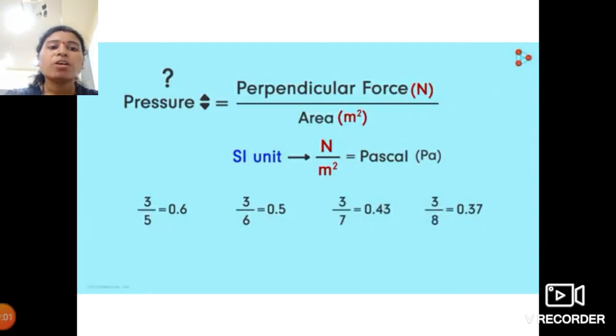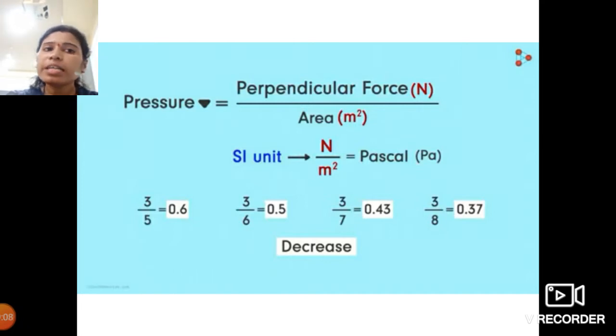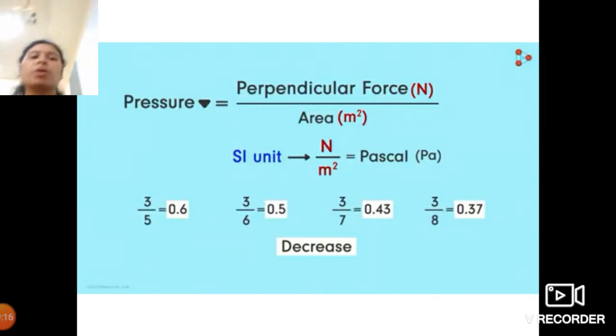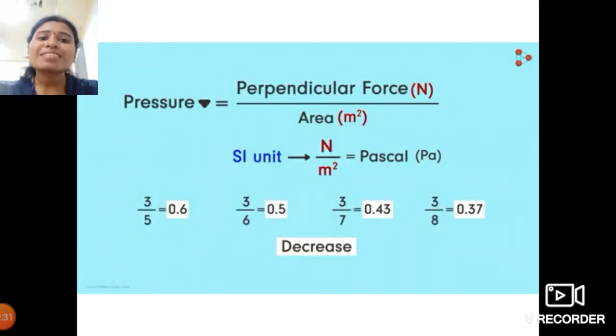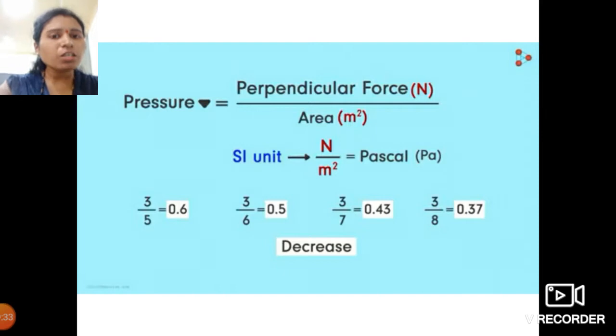So the pressure also will decrease. From this we can say that pressure also will decrease if I increase the area while keeping the force constant. That means in this case we can say that pressure is inversely proportional to the area.